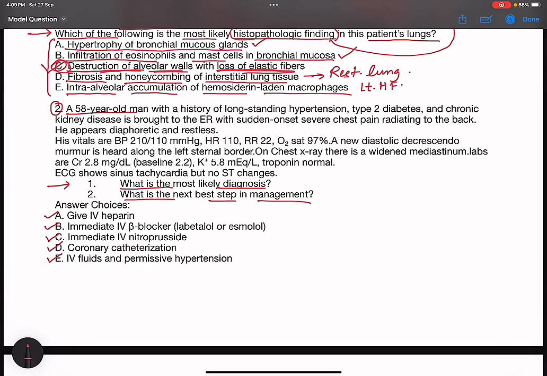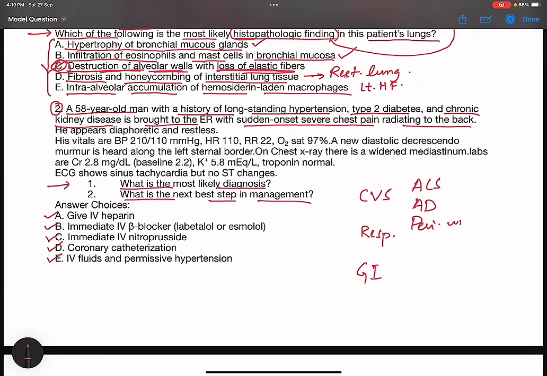A 58-year-old man with a history of long-standing hypertension, type 2 diabetes, and chronic kidney disease is brought to the ER with sudden onset severe chest pain radiating to the back. Now the differentials for sudden onset severe chest pain are CVS, respiratory, and GI problems. In CVS, we have acute coronary syndrome, then we have aortic dissection, or we can have a pericarditis with tamponade. For respiratory, we can have pulmonary embolism, and for GI, we can have Boerhaave syndrome.